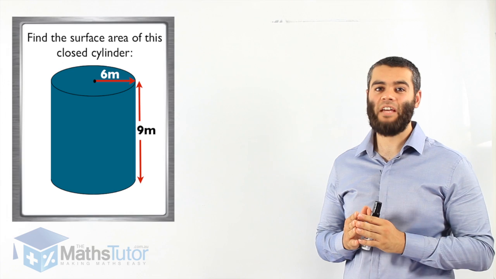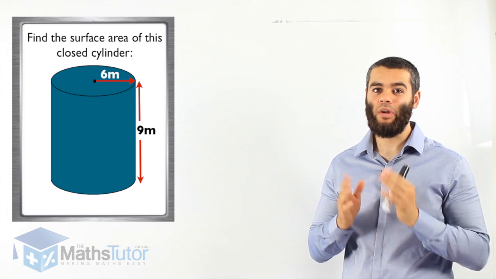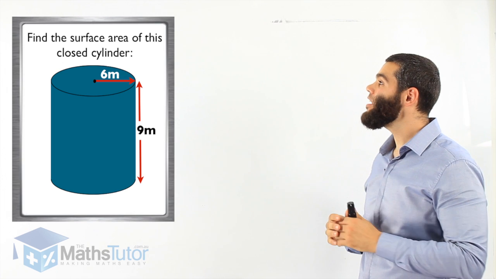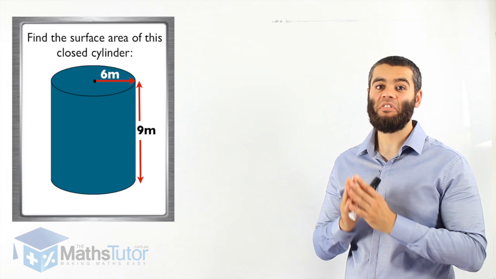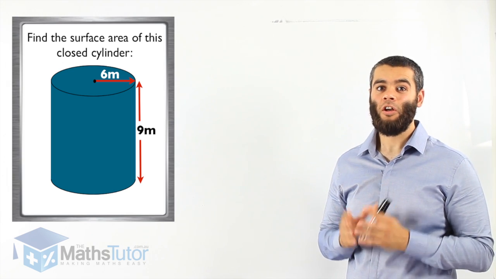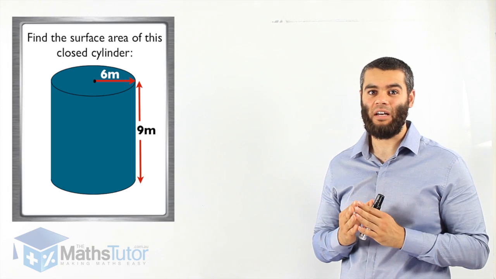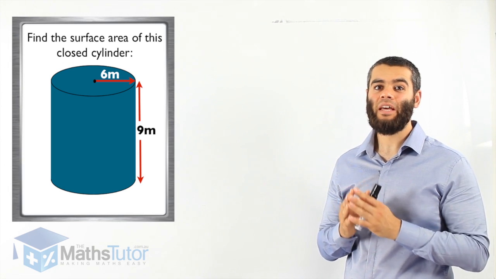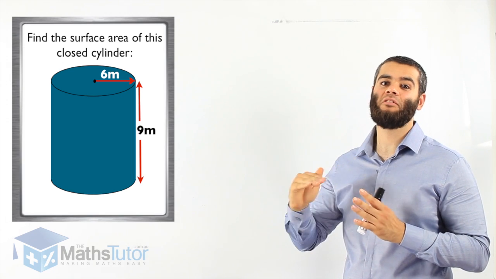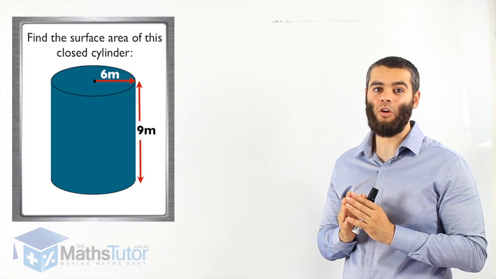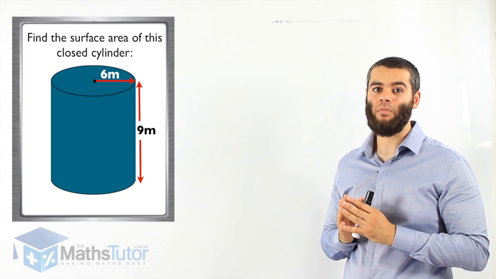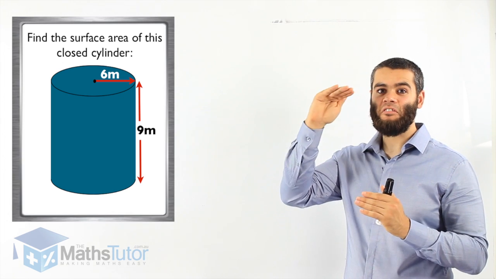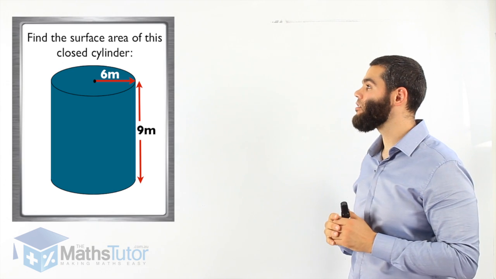Okay, the first example. Have your calculator ready? We're going to need it. Find the surface area of this closed cylinder. What do they mean by closed cylinder? A closed cylinder means that it has a circle on top and a circle on the bottom. It is fully enclosed. So we're going to work out the total surface area of the whole shape: the curved surface and the circle on top and the circle on the bottom.